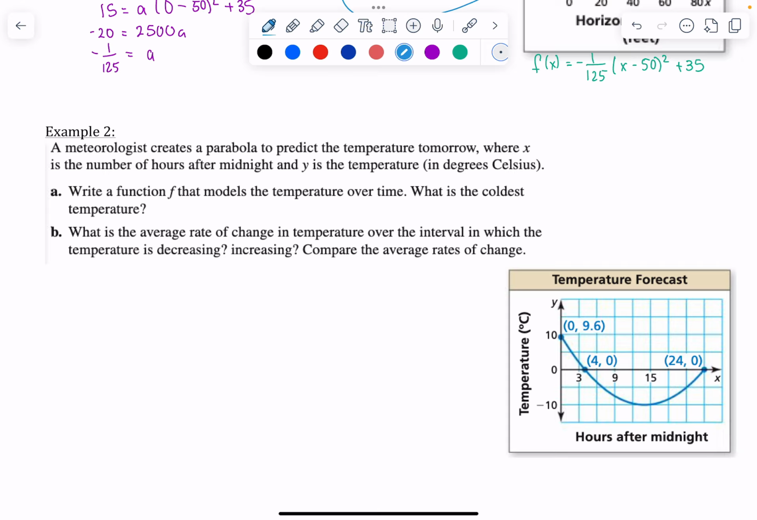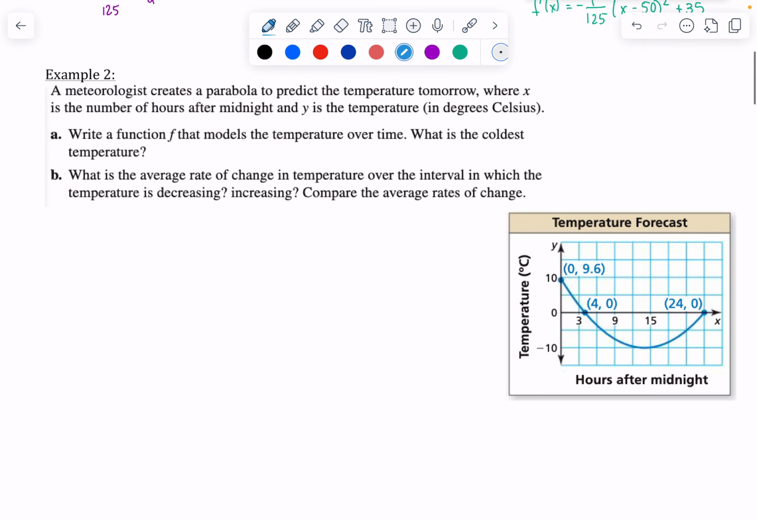Example 2. A meteorologist creates a model to predict the temperature tomorrow, where x is the number of hours after midnight and y is the temperature in degrees Celsius. A: Write a function f that models the temperature over time. B: What is the coldest temperature? Okay, we'll deal with A first and then B.